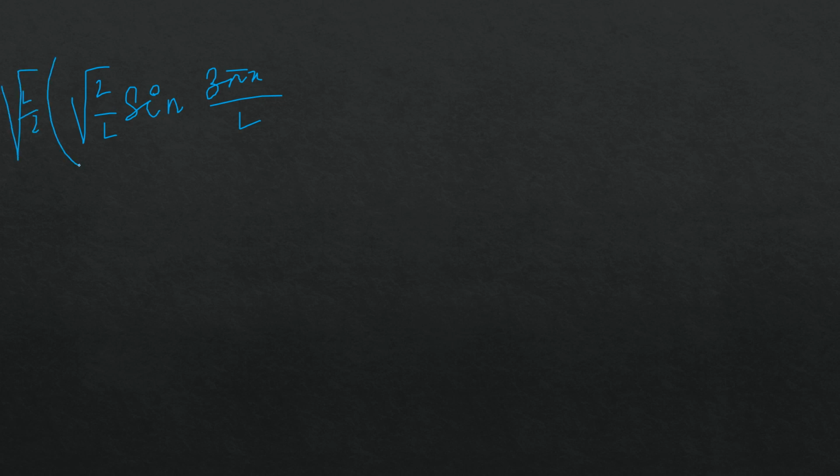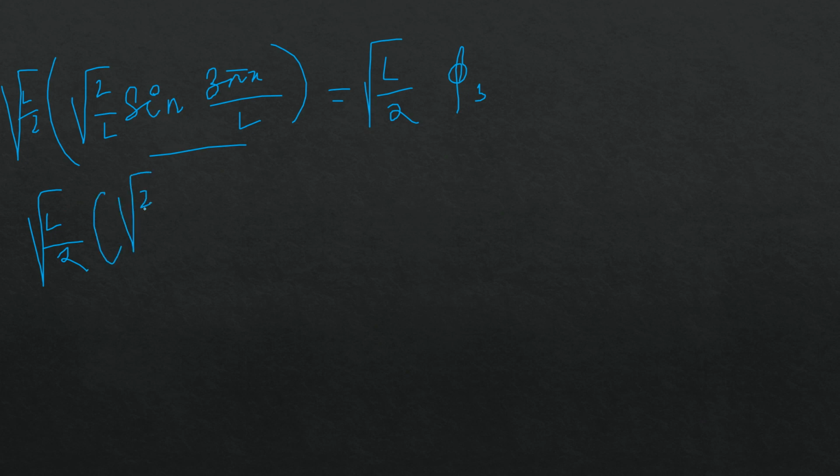So if I do this, what is this? This is phi 3, the wave function of the third orbit, n equal to 3. So I can write it as phi 3. Exactly like that, I can do this to the other term, that is L by 2. This is root over 2 by L, root over 2 by L sine pi x by L, that is equal to root over L by 2 phi 1, isn't it? Root over L by 2 phi 1.